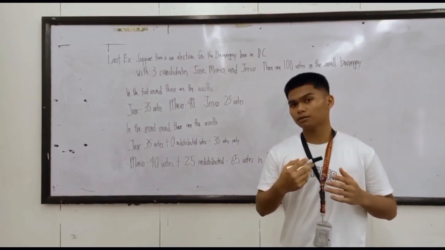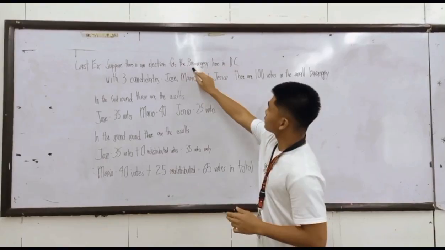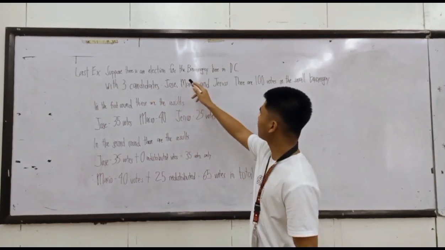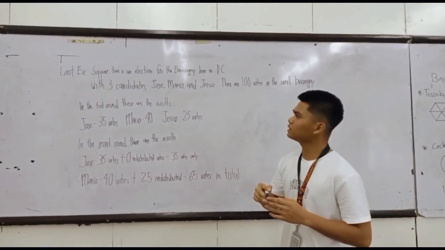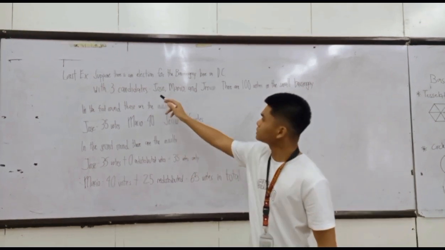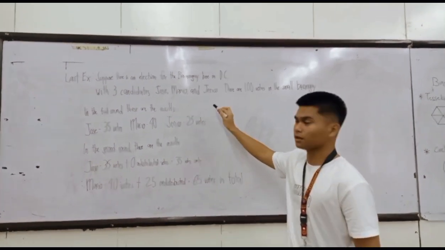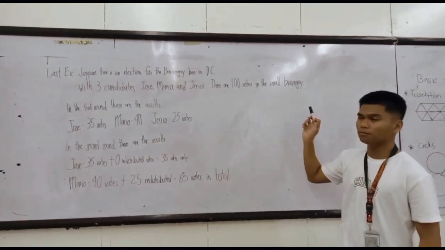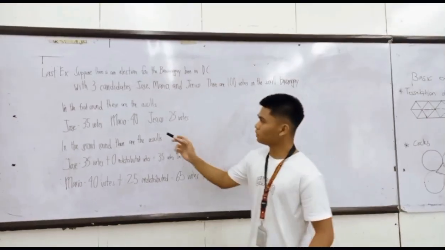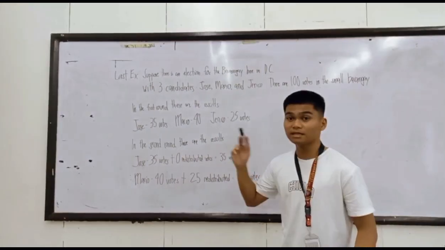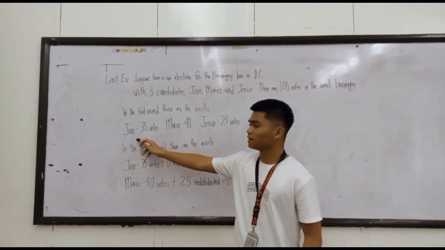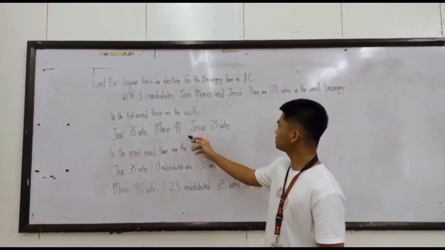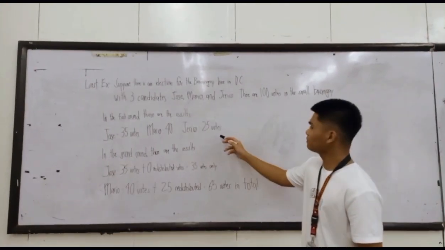And we're talking about right now when it comes to the barangay. So, suppose there is an election for the barangay here in Davao City with three candidates, Jose, Mario, and Jericho. And there are only 100 voters in a small barangay. So let's go to the first round of voting. And these are the results. Jose got 35 votes. Mario got 14 votes. And Jericho got 25 votes.